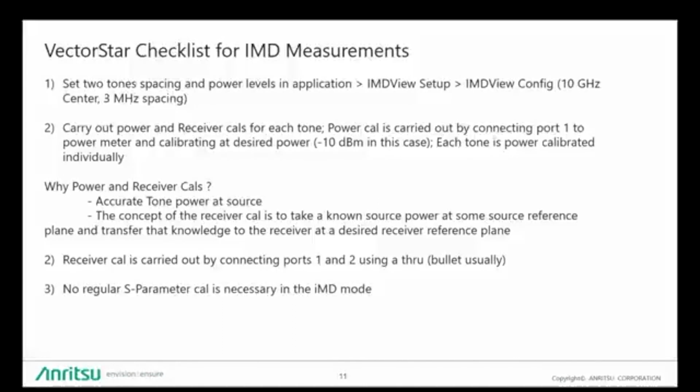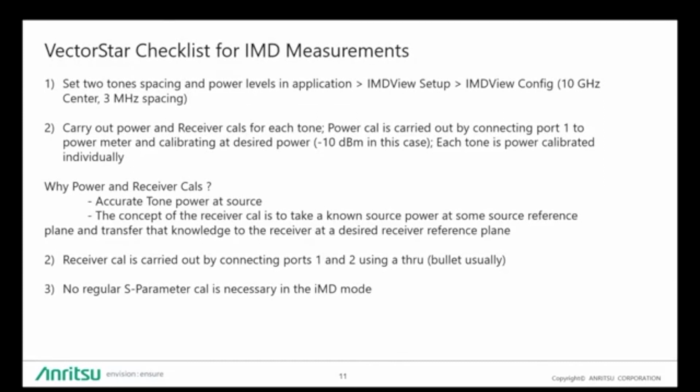Basically, power cal is carried out individually for each tone. That's the level of accuracy. And then the question arises, why do you have to do power and receiver cals at all? You do power cal because you want to have accurate tone power at the source. And then the receiver cal is done because you take that known tone power at some source reference plane, and you transfer that knowledge to the receiver itself.